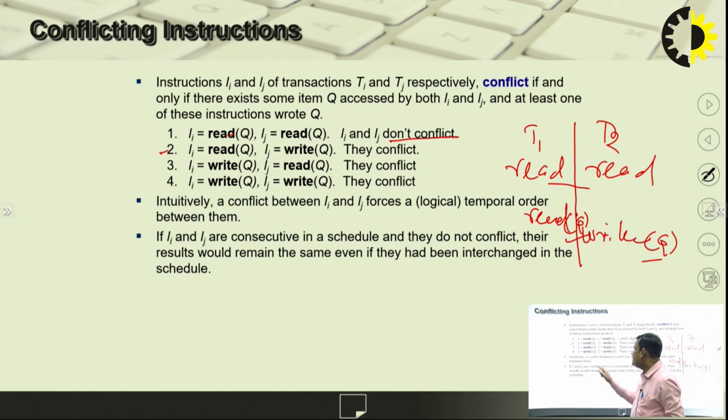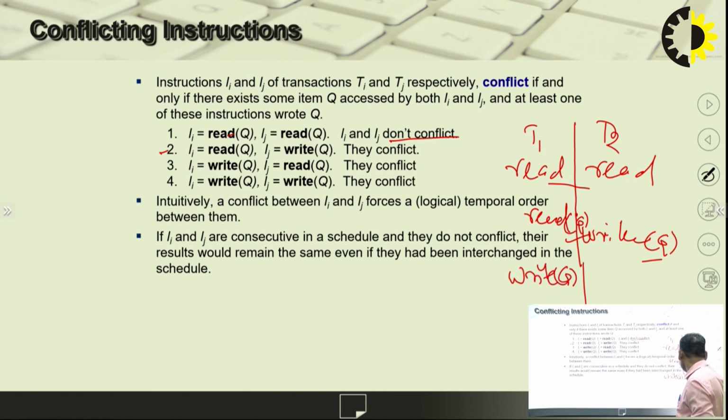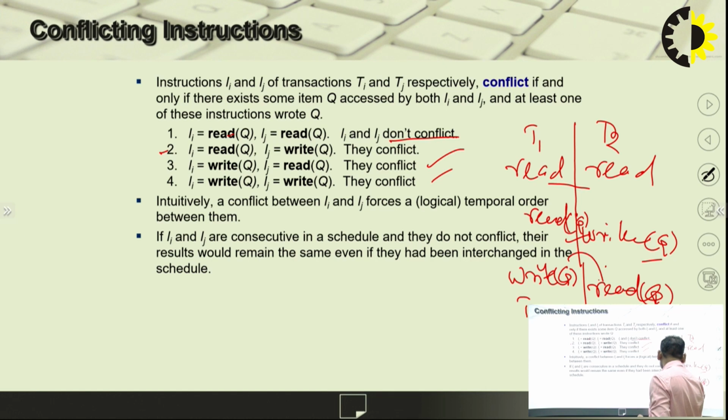The third condition is that the first transaction writes the same data item Q and the second transaction reads the same data item Q. This is a conflict instruction. And the fourth condition is that the T1 transaction writes data item Q and T2 writes the same data item. This is known as a conflict instruction.